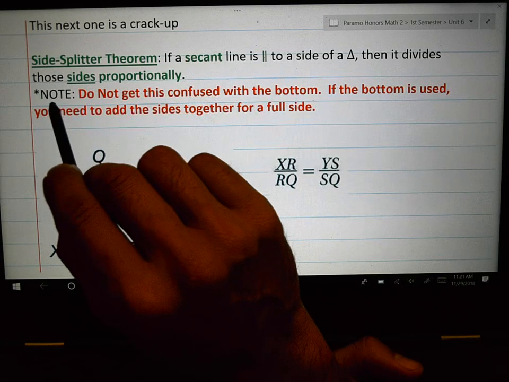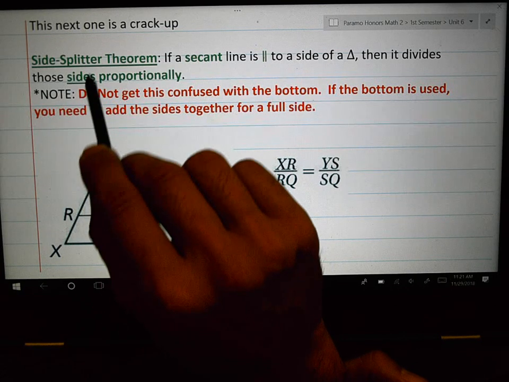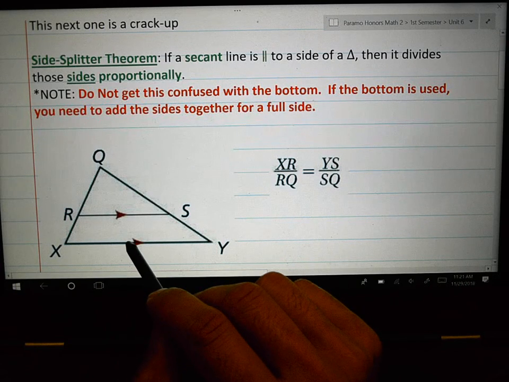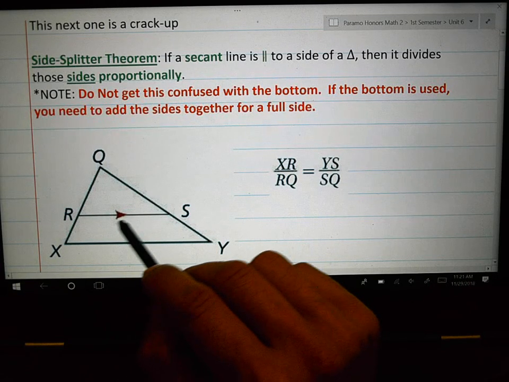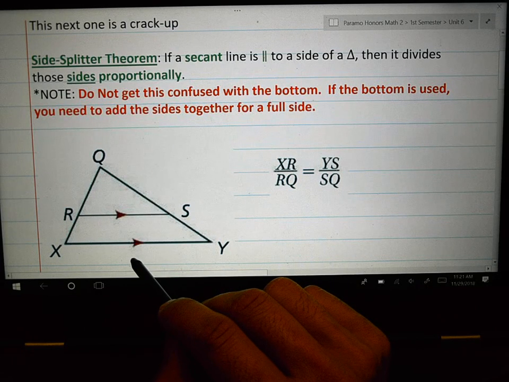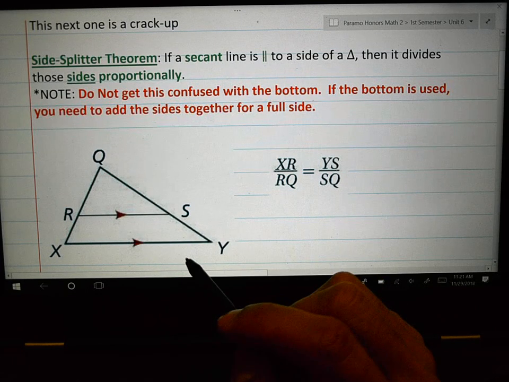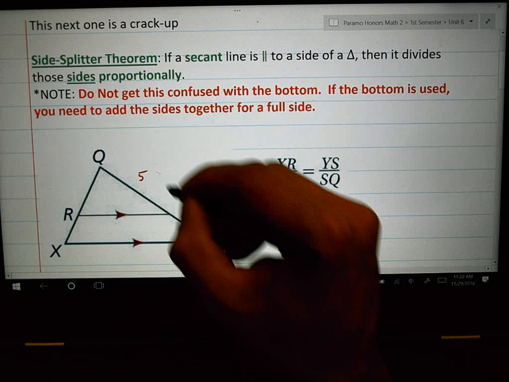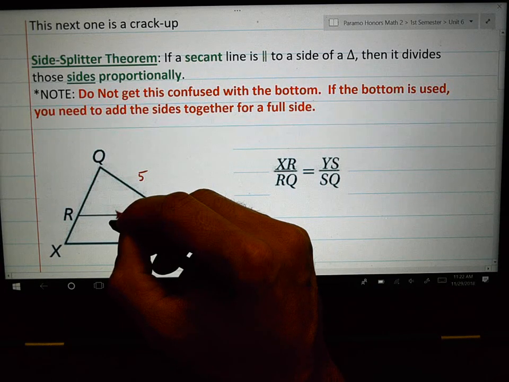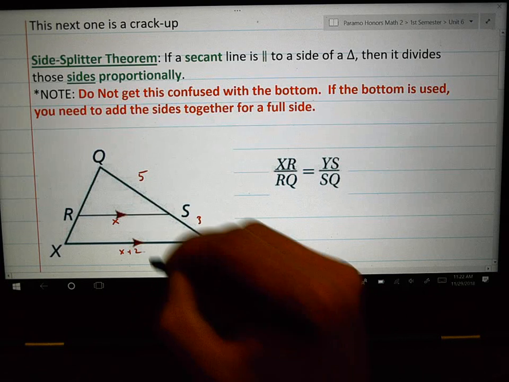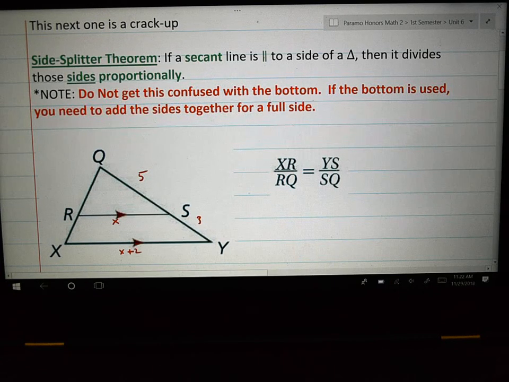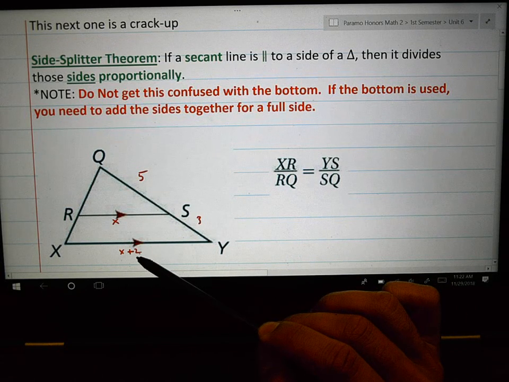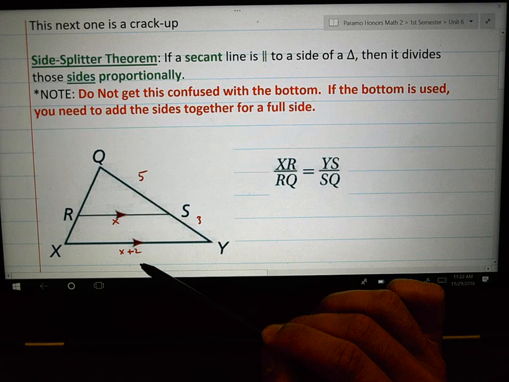I did put a little side note in here because students sometimes get this confused when we talk about the bottom, the one that is parallel. If I have some piece of information here and some other piece of information there, then do not think that you can just use the Side-Splitter Theorem. Let me explain the difference. Let's say that this was 5 and this was 3 and this was x and this was x plus 2. Do not think that you can just do 5 over x equals 3 over x plus 2. That does not work in this case.